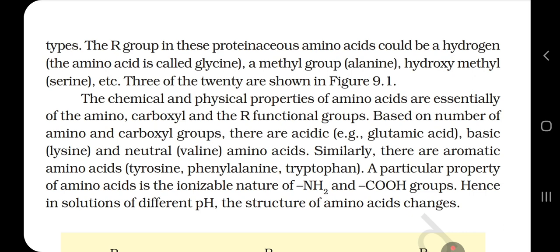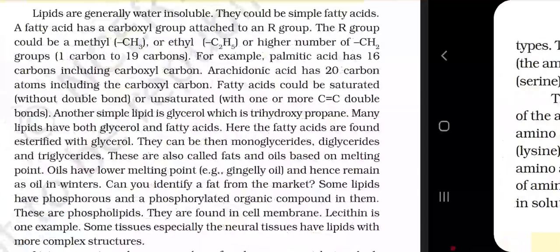The chemical and physical properties of amino acids are essentially of the amino, carboxyl and the R functional groups. Based on the number of amino and carboxyl groups, there are acidic, for example glutamic acid, basic, for example lysine, and neutral, for example valine, amino acids. Similarly, there are aromatic amino acids, that is tyrosine, phenylalanine, tryptophan. A particular property of amino acids is the ionizable nature of NH2 and COOH groups. Hence, in a solution of different pH, the structure of the amino acid changes.